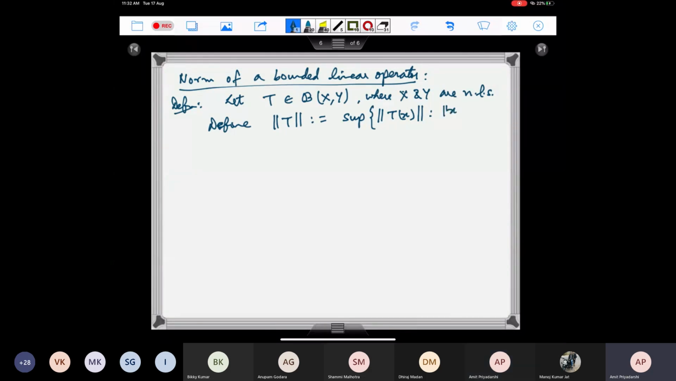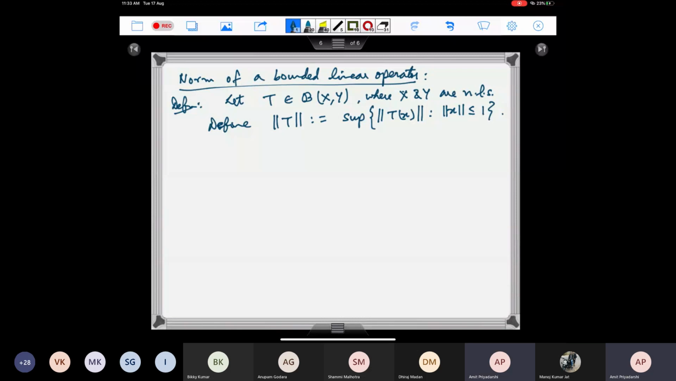So we look at the closed unit ball, and then we look at the image of that, and we are looking at the supremum of the norm of all the vectors in the image of the closed unit ball. And we have already seen that if T is a bounded linear operator, then the closed unit ball, because it is a bounded subset, is mapped to a bounded set. So this norm Tx will be finite. So this norm of T is less than infinity for any bounded linear operator. We will show that this is indeed a norm.